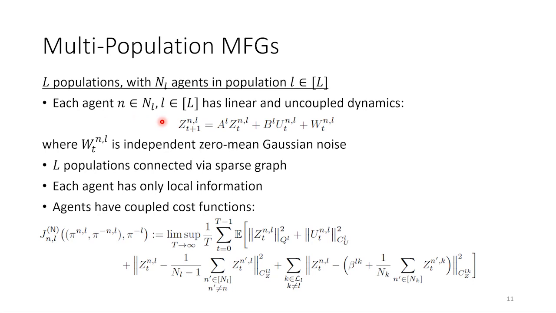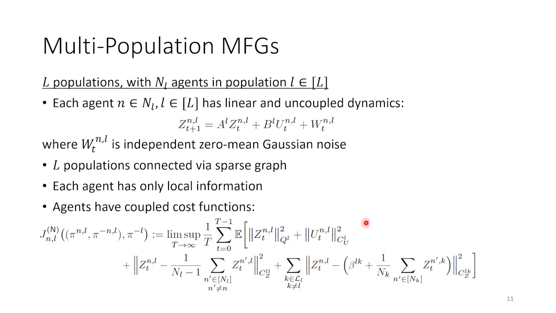Each agent n inside population L has dynamics where the structure is still linear, but the A, B matrices depend on L, the population. So inside each population, the agents will be homogeneous, but if you take a look at the whole game, the agents will be heterogeneous because they change with the population. Each population has its own kind of agent. And of course there's independent zero-mean Gaussian noise in the dynamics. The L populations are connected via a sparse graph, and each agent still has only local information, so it only has information about its own actions and states.